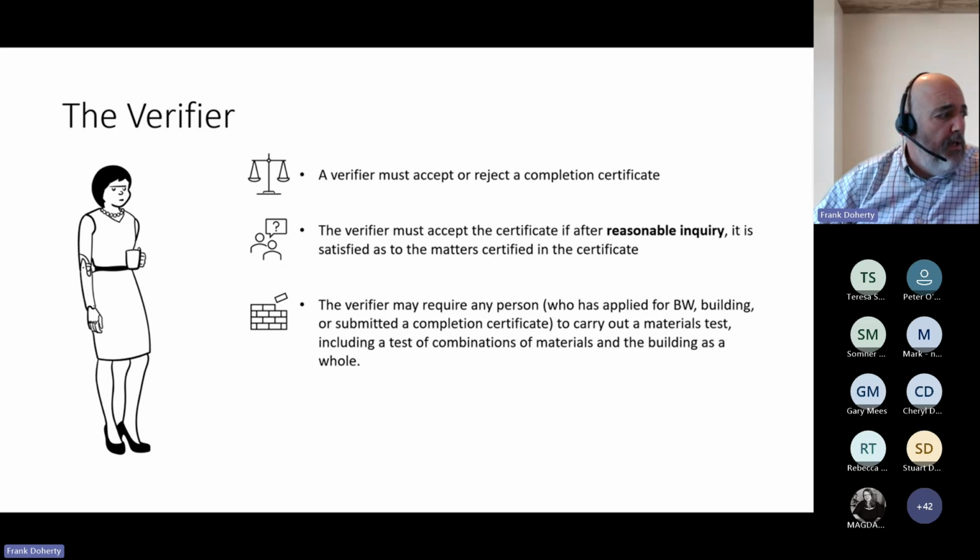The verifier has a number of things that it can do. One of the things that's interesting is that they can ask anybody who's made an application for a building warrant or submitted a completion certificate to carry out a materials test. Now, it's not a slump test or a cube test or anything like that. That can be a test of a combination of materials or the building as a whole, and that allows for things like airtightness testing and whatnot, but could allow for other testing of various elements or combinations of materials if the verifier felt that was necessary.